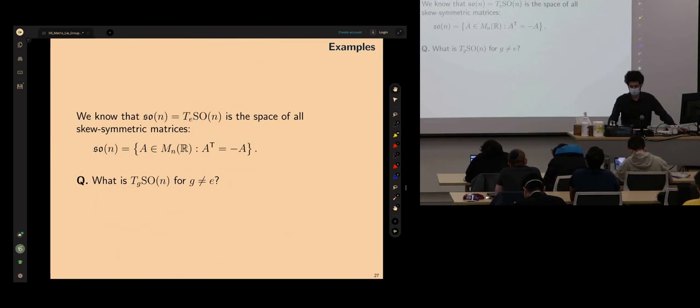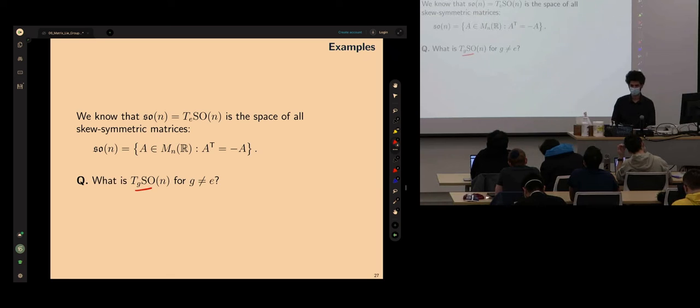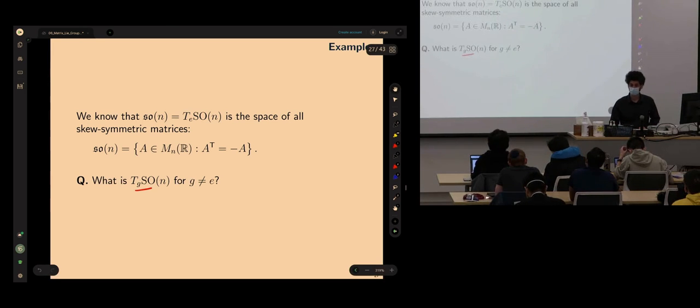What about the tangent space at other points? The identity is nice. It will tell us a lot about our matrix group. But we want to also know what is the tangent space at another point, not the identity. If this is my 0, 0, 0 rotation, what if I'm like this? What is the shape of the tangent space at that point? It's a fair question to ask.